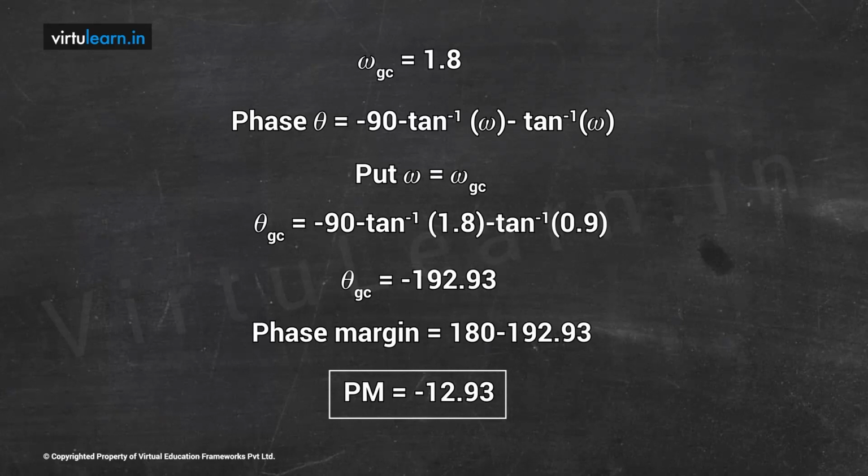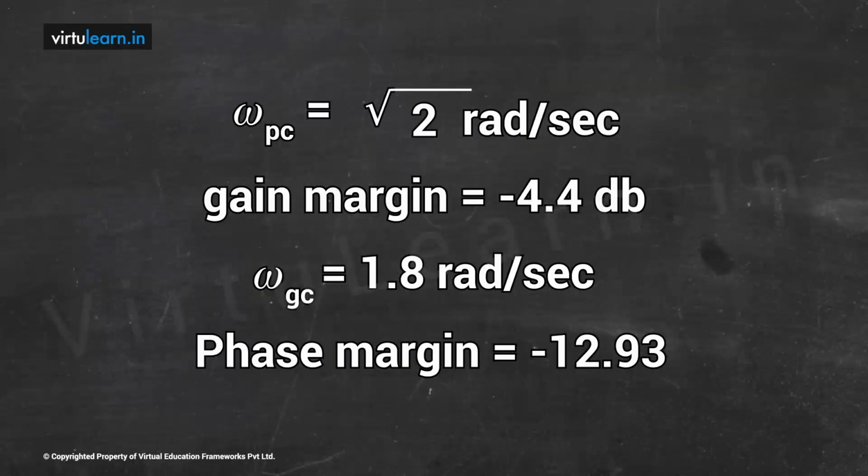Now look at the summary of it. When you look at the summary, I have omega PC is root 2 and the gain margin is minus 4.4, and the omega GC is 1.8 and phase margin is minus 12.93. So phase margin is negative, gain margin is negative, therefore my closed loop system is unstable. So I can directly say with this result, closed loop system is unstable.